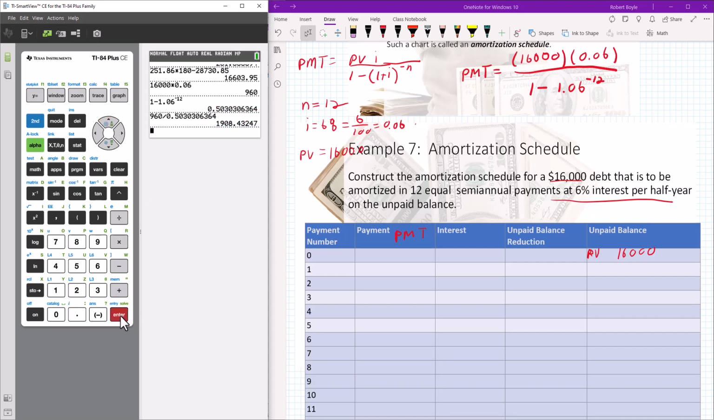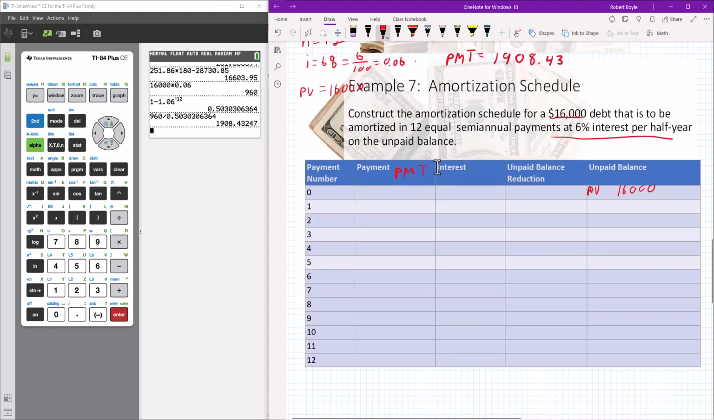and we get that our payment is going to be $1,908.432. Notice we only care about dollars and cents. Notice that the third decimal place is less than 5. So our payment will be equal to $1,908.43. And we're going to make 12 payments of $1,908.43. And that is what we want to put in every single row under the payment column, excluding, of course, payment 0.